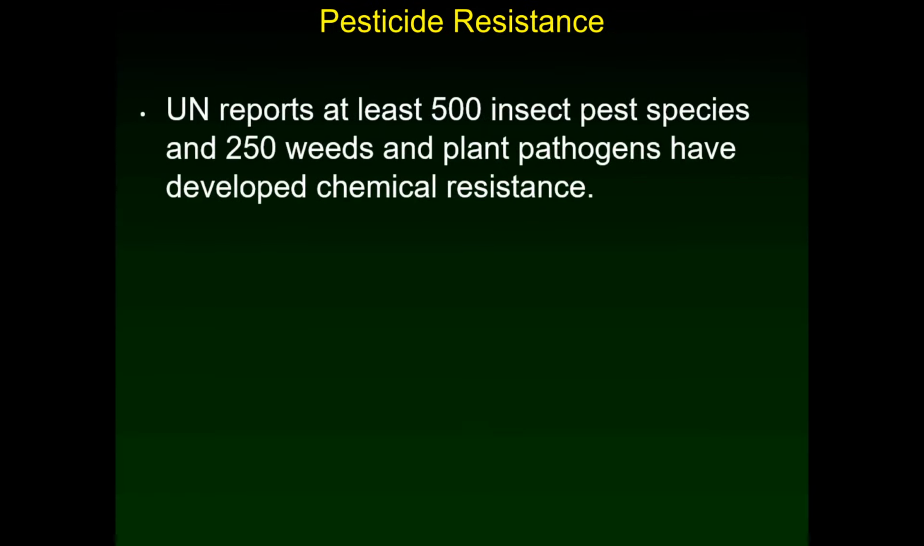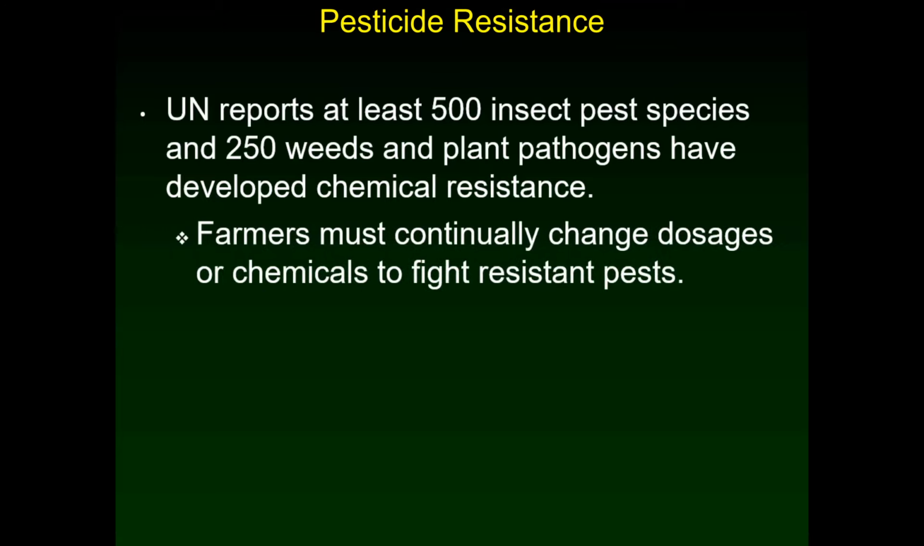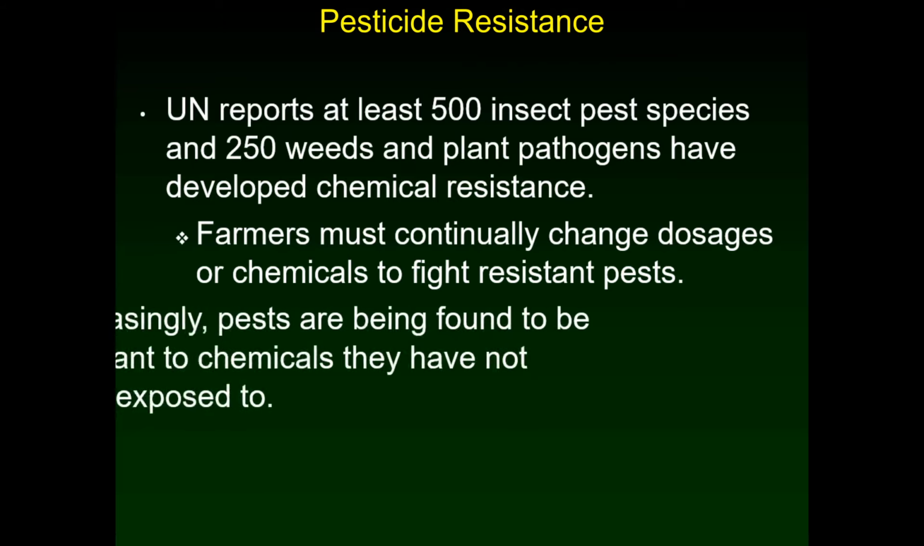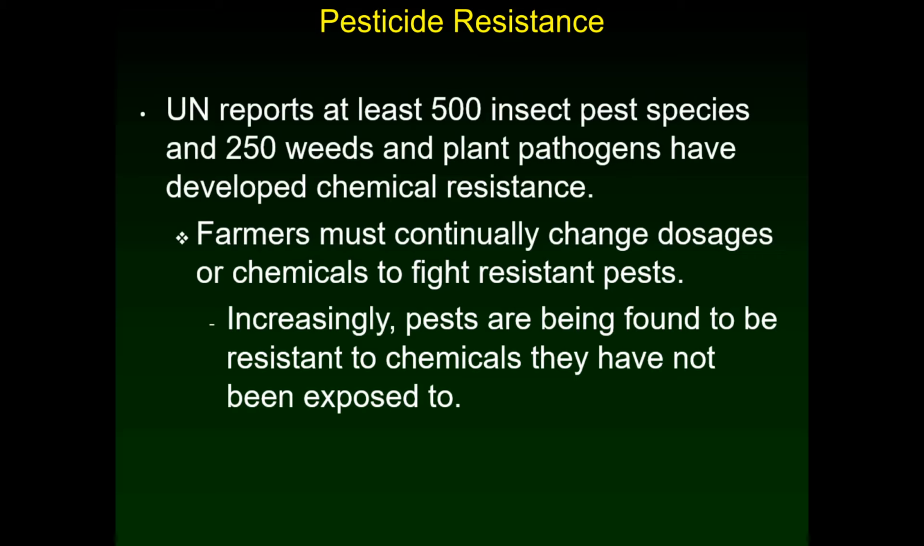The UN reports that at least 500 insect pest species and 250 weeds and plant pathogens have developed some sort of chemical resistance. Farmers are continually changing dosages and chemicals in order to fight these resistant pests. And increasingly, pests are being found to be resistant to chemicals that they have not been exposed to. So if you were to spray a novel pesticide out onto your field, a lot of times they're discovering that insects are resistant to these pesticides, even though they've never been exposed to them before.